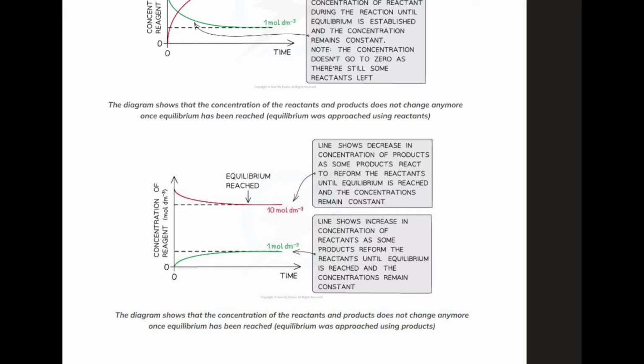It just becomes constant at a particular value. But the product, you have to remember, starts from zero. The product starts from zero, and when equilibrium is reached, it becomes horizontal. So basically they reach equilibrium at the same time. You can see that it becomes horizontal at the same time. Then this is the second kind of graph.